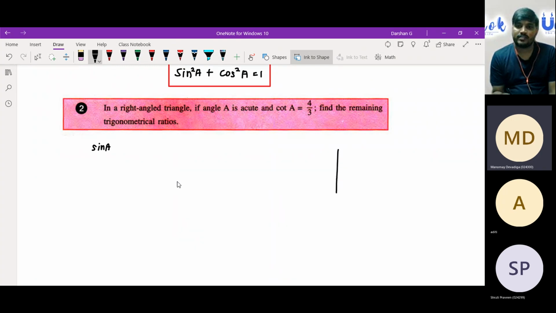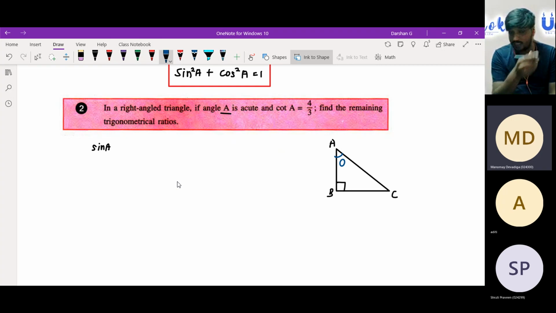Okay, so let's explain how to do this. You can take a right angle triangle and name it ABC. You cannot name it whatever you want. You need to name it ABC itself, or at least have A. So A is the acute angle, the angle we are targeting, that is theta. They have told us cot A equals 4/3.